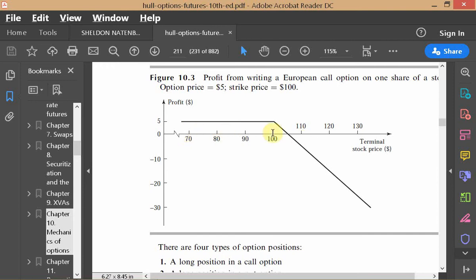Okay. So now you see all these cases. Obviously I'll exercise. So therefore, this cannot be a put option. You can repeat this analysis for 80, 90, 95.